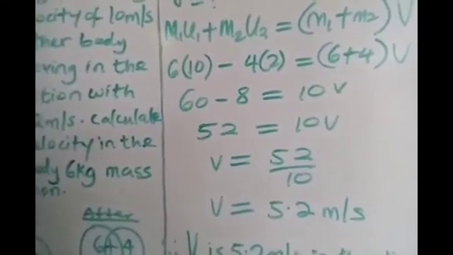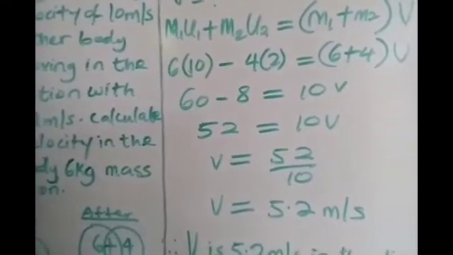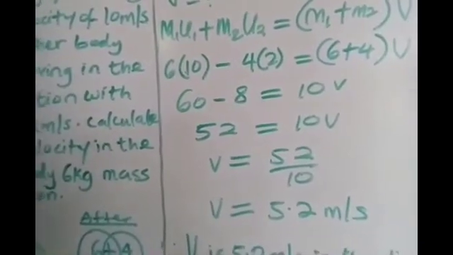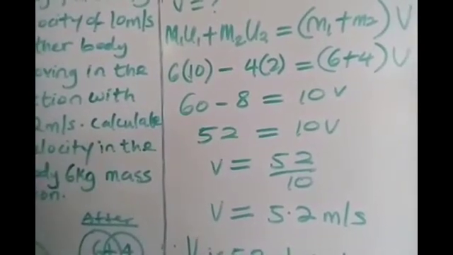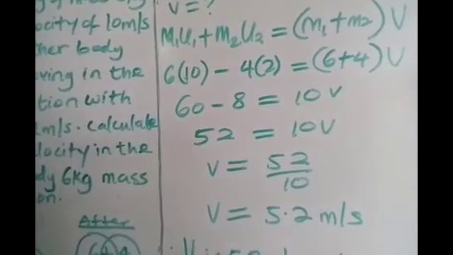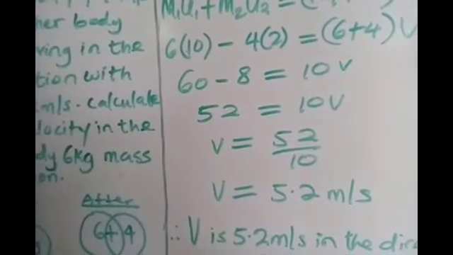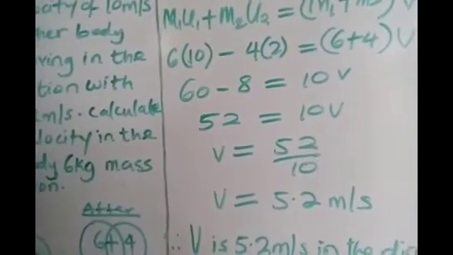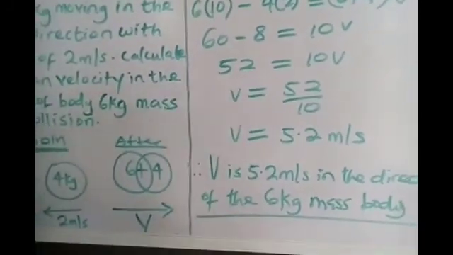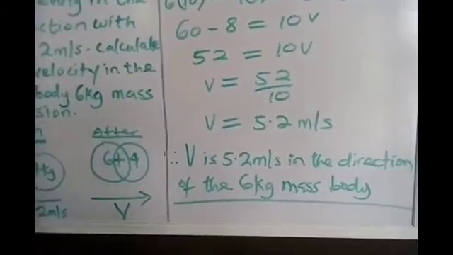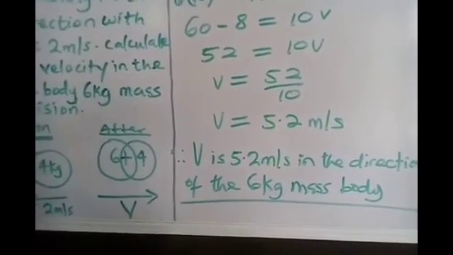So from there, we have 4 times (minus 2) equals (6 plus 4) times v, which is the final velocity. So 6 times 10 will give us 60, minus 4 times 2 is 8, equals 6 plus 4 is 10, then 10 times v is 10v. 60 minus 8 will give us 52, equals 10v. Make v the subject of the formula. We have 52 divided by 10. Then we punch our calculator, and we have v equals 5.2 meters per second. Therefore, v is 5.2 meters per second in the direction of the 6 kg mass.